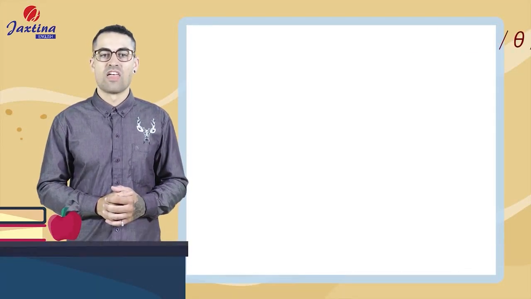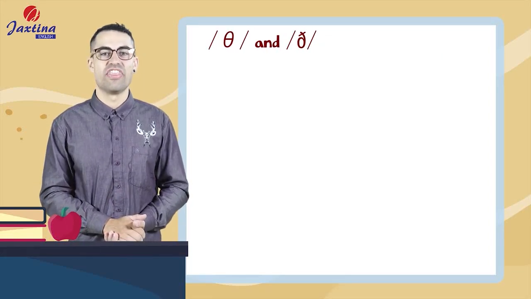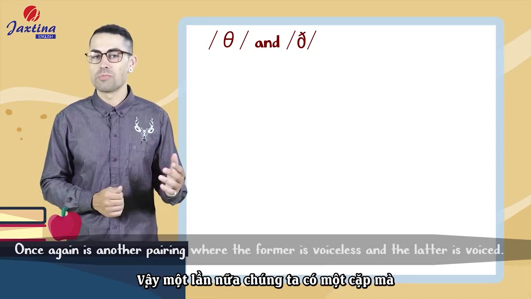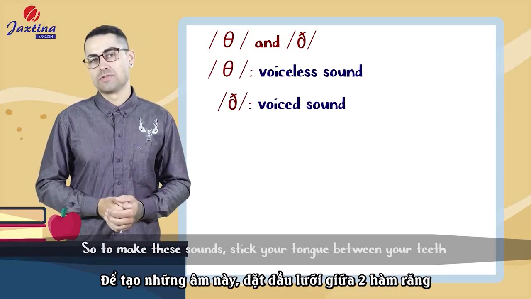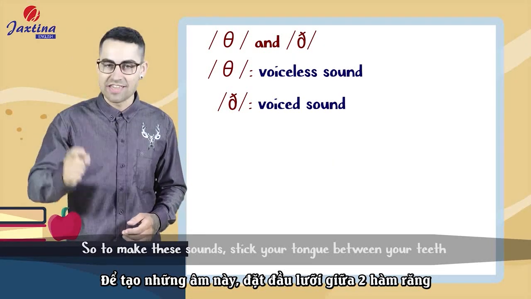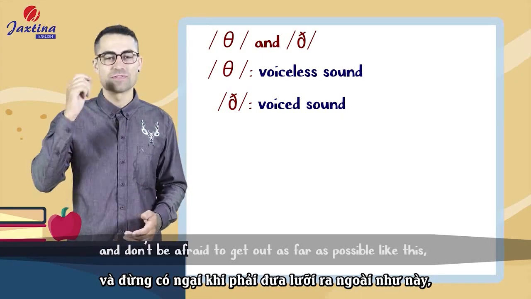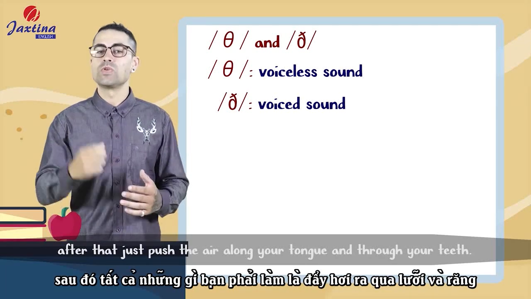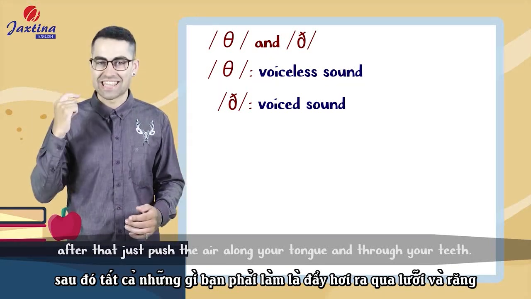They are th and th. So once again, it's another pairing where the former is voiceless and the latter is voiced. So to make these sounds, what you need to do is train yourself to stick your tongue between your teeth like this. And don't be afraid to get it out as far as possible like this. And after that, all you need to do is push air along your tongue and through your teeth.